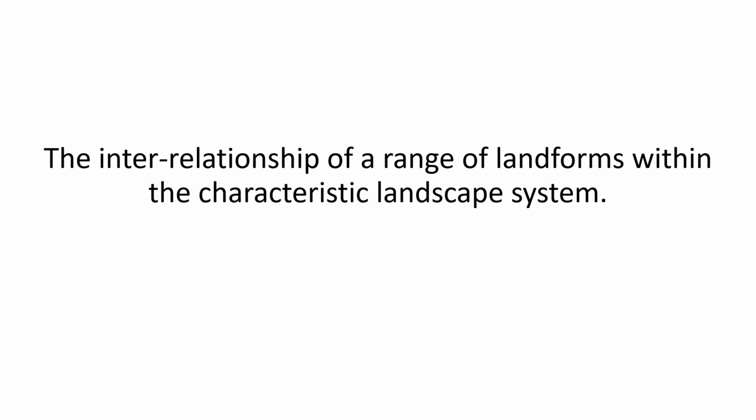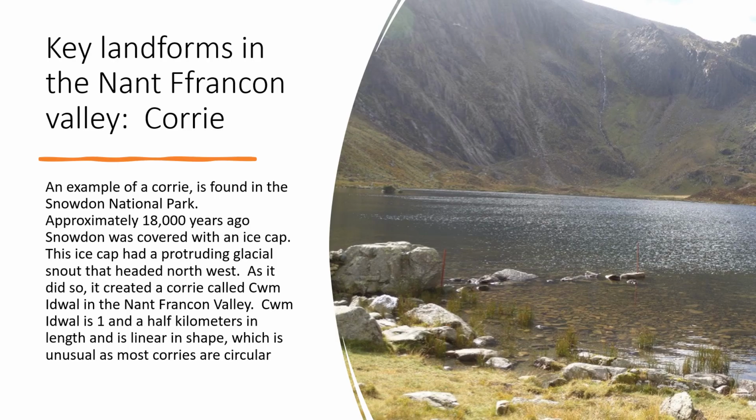So what about the interrelationship of the landforms we have here? It's quite a linear progression, so we find that the formation of one landform leads on to the next. So we're going to start with the corrie, Cwm Idwal. It's found right at the heart of this area, and it's at the head of the valley. It's a beautiful corrie. It's quite unusual in that it is linear in shape. Most are very round, whereas this is a more elongated shape. It's 1.5 kilometers in length.